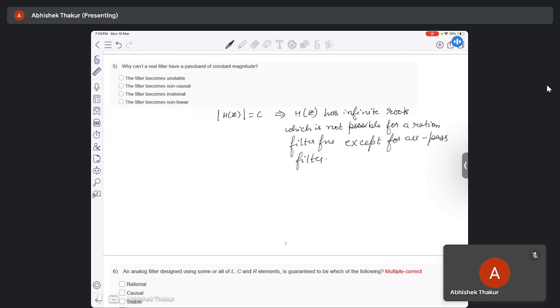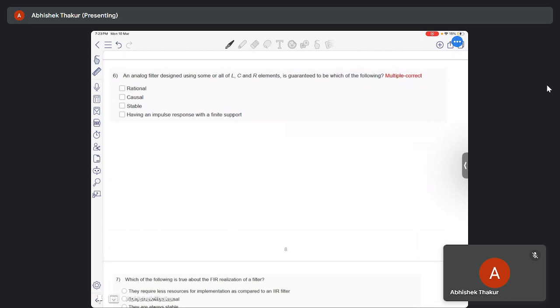So, which option is correct? The filter becomes irrational. Yes, option C is the correct one. Now I will move to question number 6.